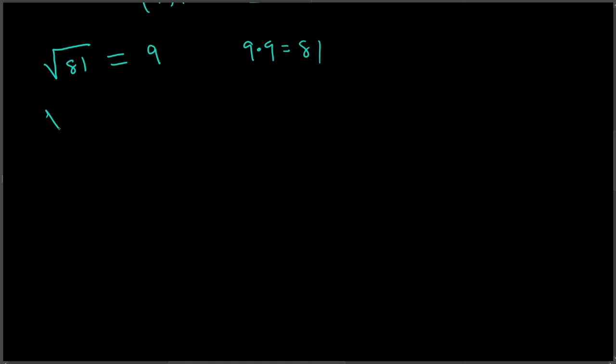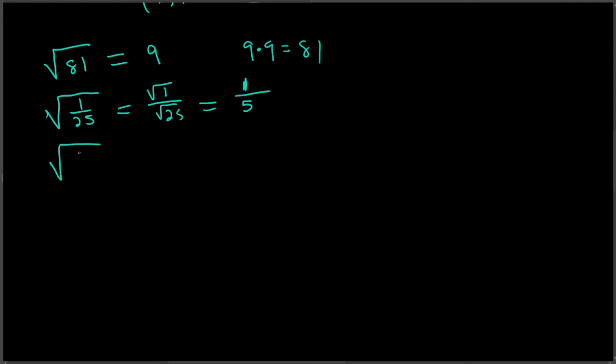Also, if I do the square root of 1 over 25, that's the same as the square root of the top and the square root of the bottom. Well, 1 times 1 is 1. And what number times itself is 25? That's 5.